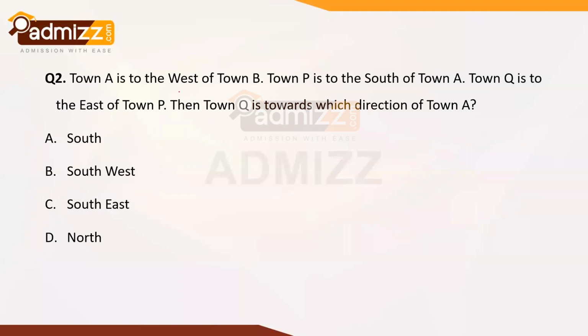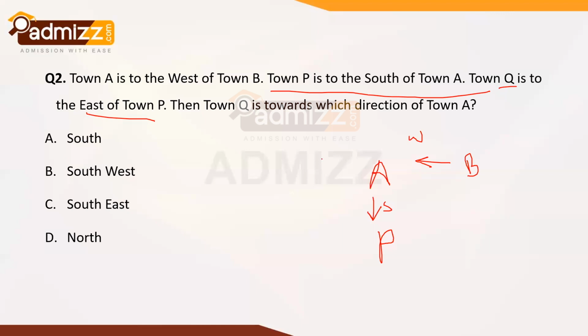Town A is to the west of town B, right? So we've got town A here, which is towards the west of town B. Town Q is to the east of town B. Sorry, town P is to the south of town A. So town P is right here, to the south of town A.